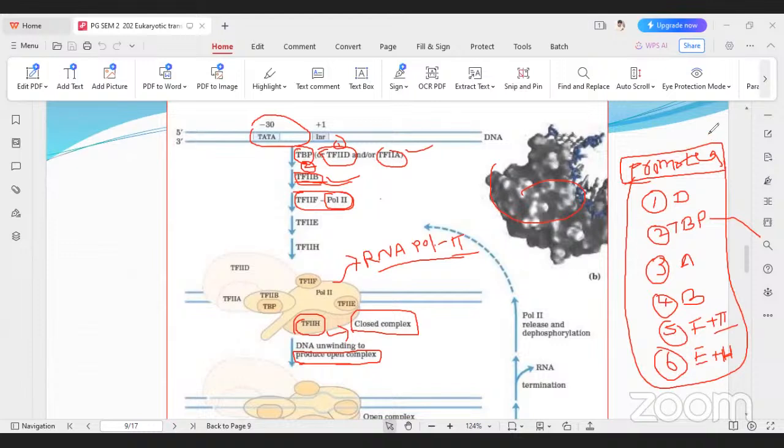Now this is called the RNA polymerase 2 complex. Now this closes the promoter site. Now this is called the closed complex. Is it clear now? Any doubt? No. Right. This is initiation. What initiation here? The transcription initiation.